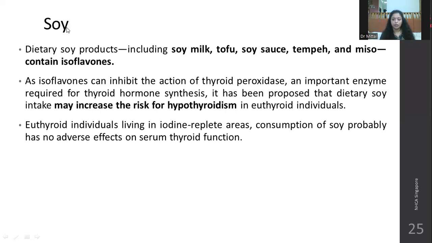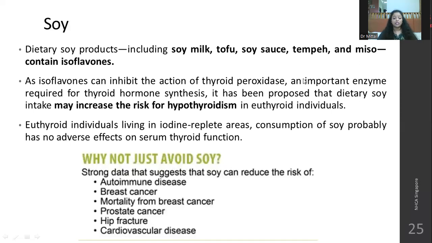But other people who live in iodine mineral rich soil areas, even if you consume too much soy, it can inhibit the thyroid peroxidase enzyme production. That is one of the reasons why vegetarians and vegans are at higher risk of thyroid disorders as compared to non-vegetarians.